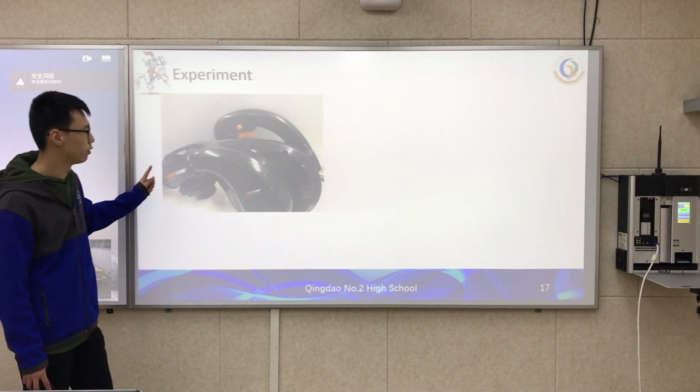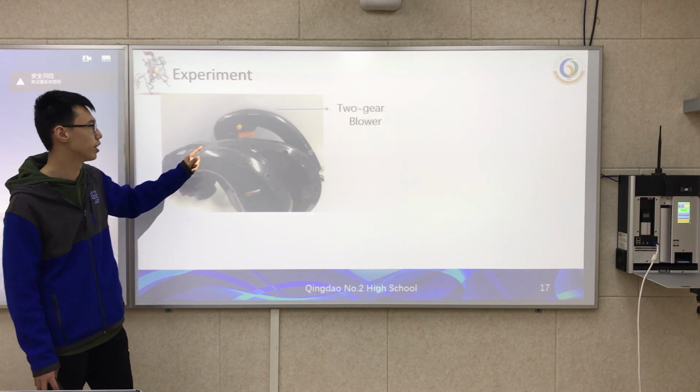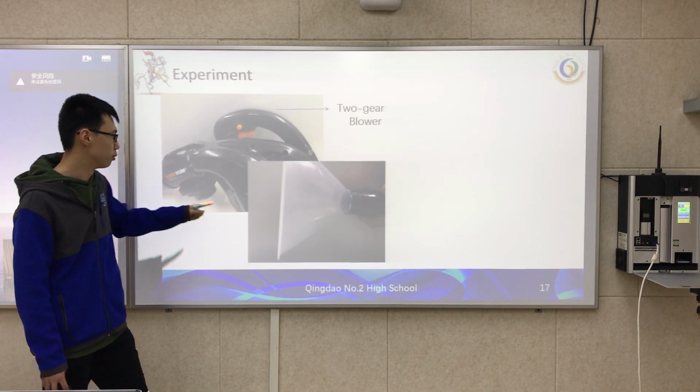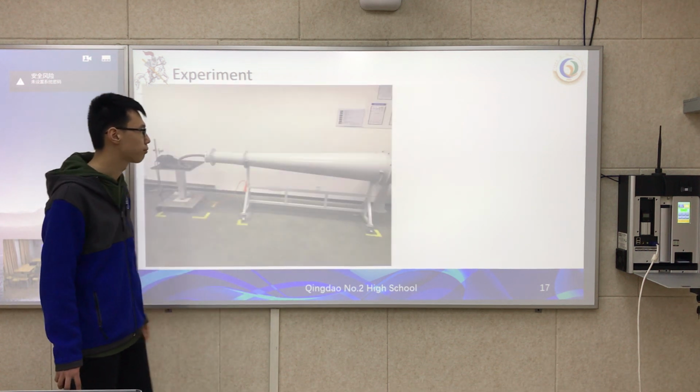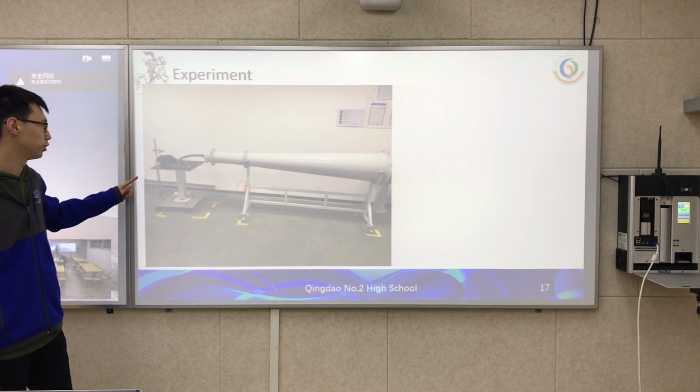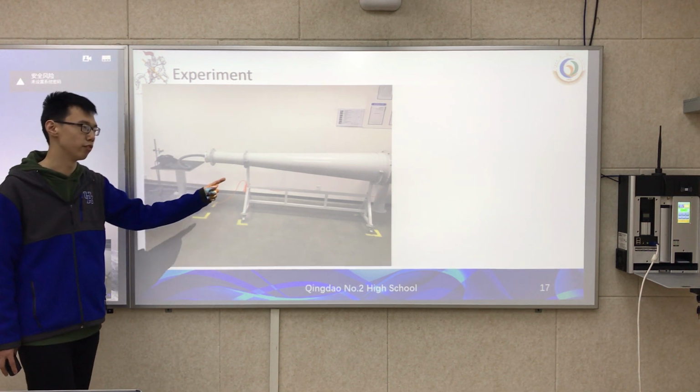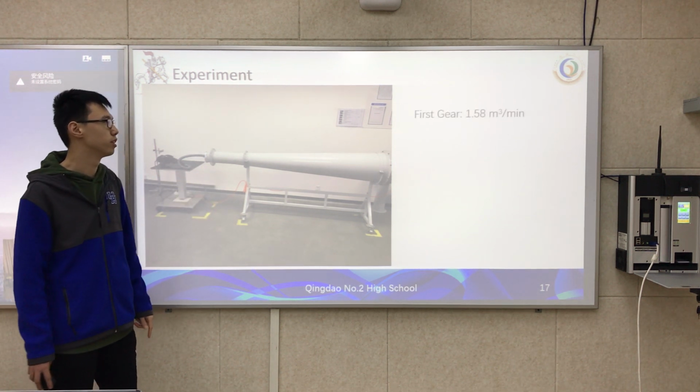Also, to control the air velocity, we use 2-gear blowers. And we use hot glue to connect the funnels and the blower. To measure the air velocity of the blowers, we use air velocity measuring machines in a factory.